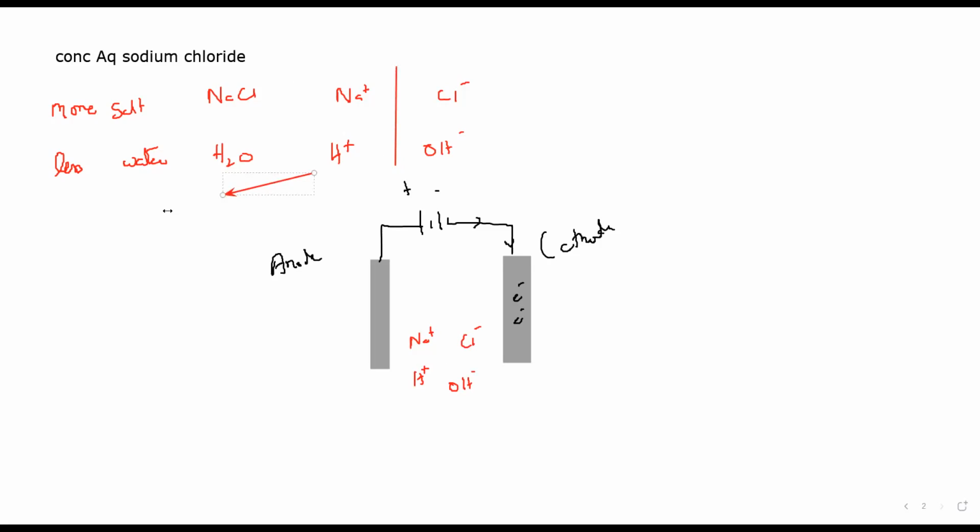Which is less reactive? And for negative ions, we check the amount. So which is less reactive, is it sodium or hydrogen? Hydrogen is less reactive, that's right. So this hydrogen ion is attracted towards the cathode. So what will be the half equation for the cathode?